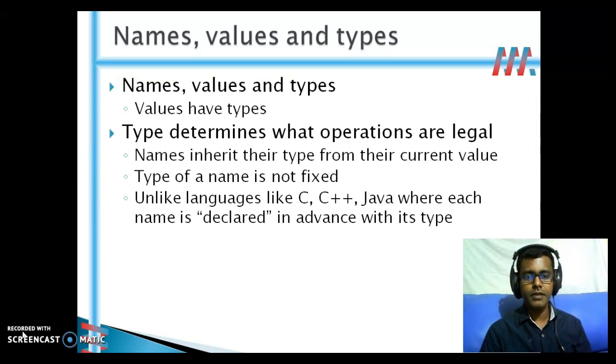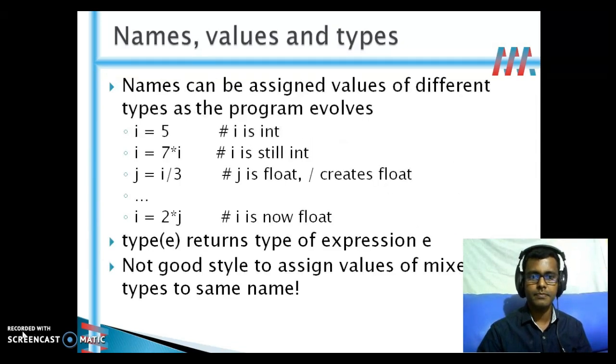So the type of the name is not fixed, unlike languages like C, C++, Java, where each name is declared in advance with its type. This is not the case in Python. So the data type of the variable dynamically changes. Names can be assigned values of different types as the program evolves.